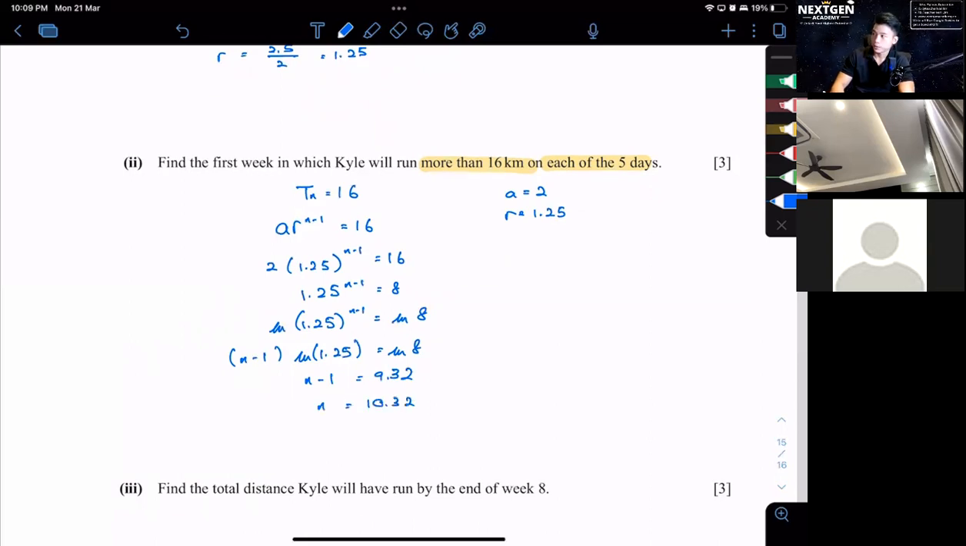Just add it up. Okay, but we want to find which week, right? So you don't express it as 10.32 weeks. So we round it up to the 11th week. That would be the answer. Okay, the 11th week.